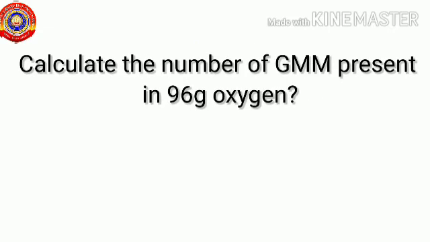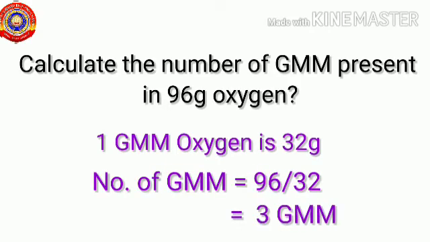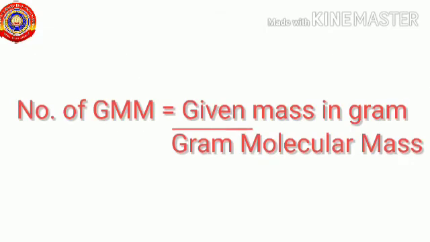And what about the number of GMM present in 96 gram oxygen? You know 1 GMM oxygen is equal to 32 gram. So 96 gram oxygen contains 3 GMM. How did you get this answer? By dividing the given mass by the gram molecular mass. So we can find the number of GMM by using the formula: number of GMM equals given mass in gram divided by gram molecular mass.